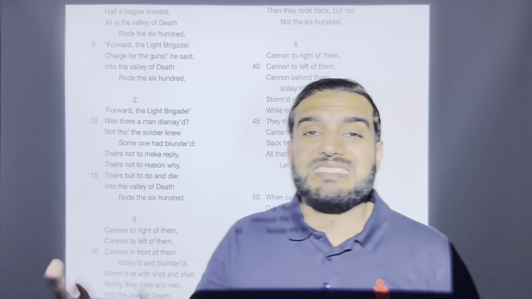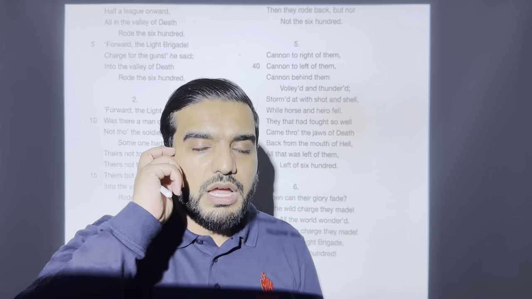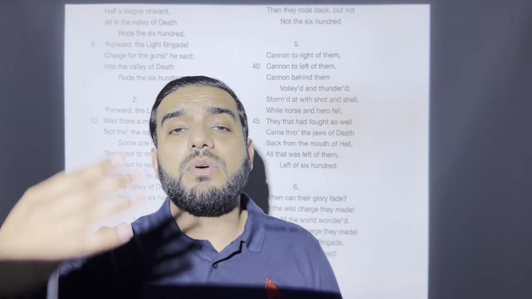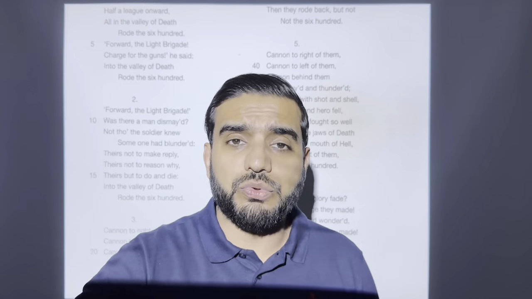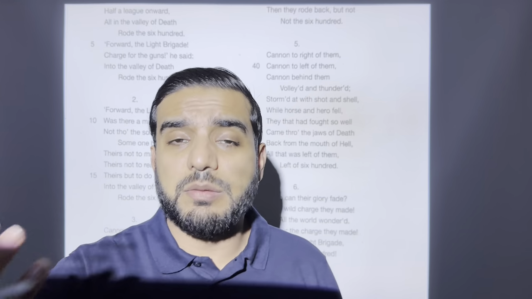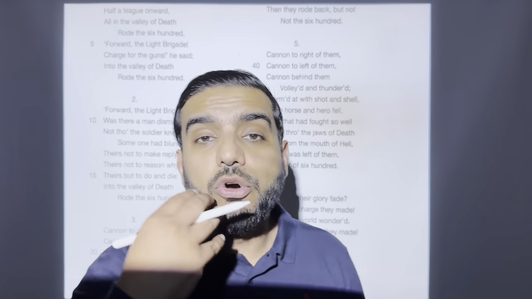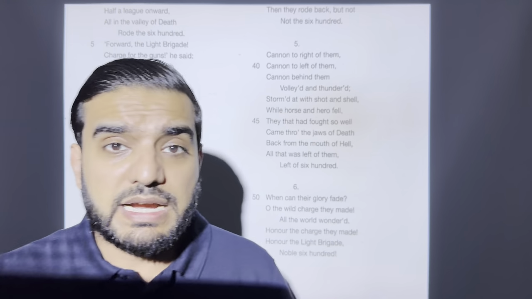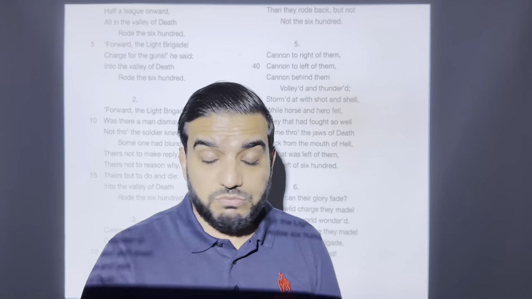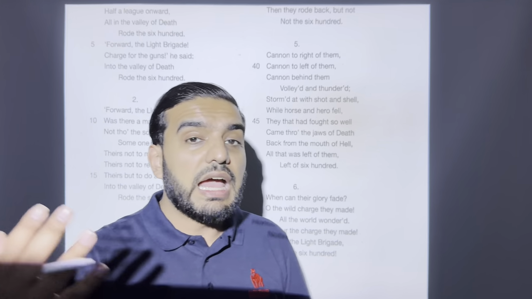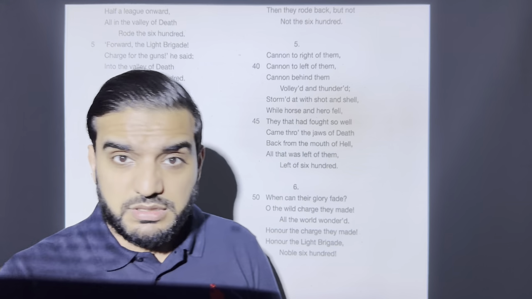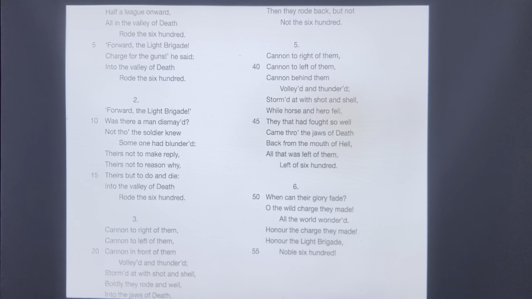Guys, this poem essentially is about an army, and the army was named Light Brigade. It is about how this army charged into battle. However, the context goes that this army misinterpreted or misheard the order. The order that the army received was to back down. But the army, for some strange reason, misheard the order and they charged, and a lot of them were killed and some of them survived. That is what the poem is about.